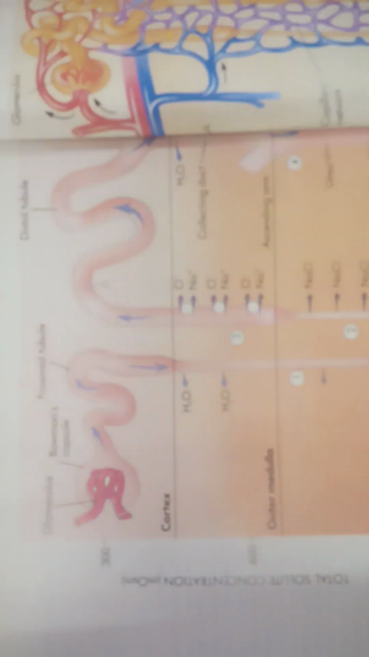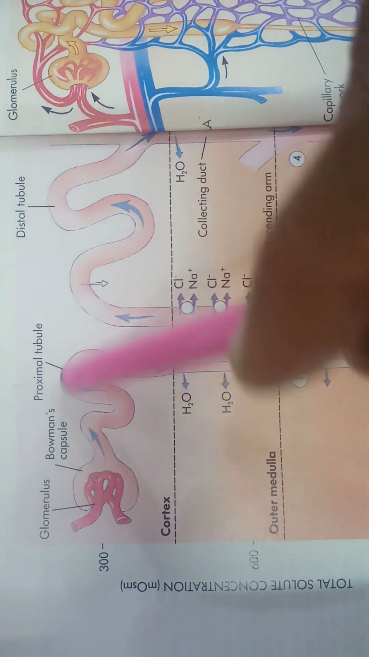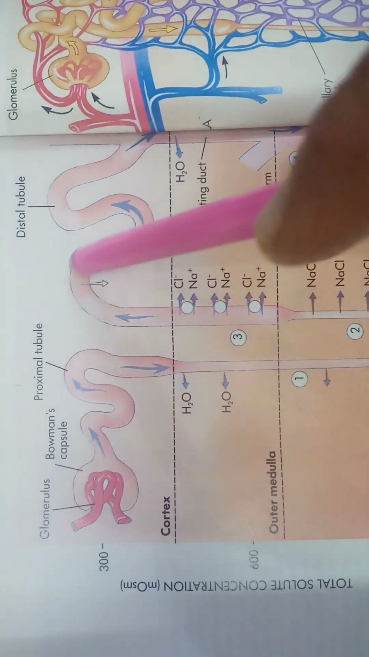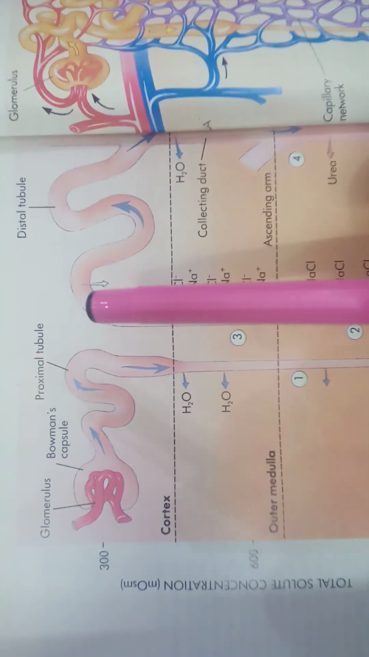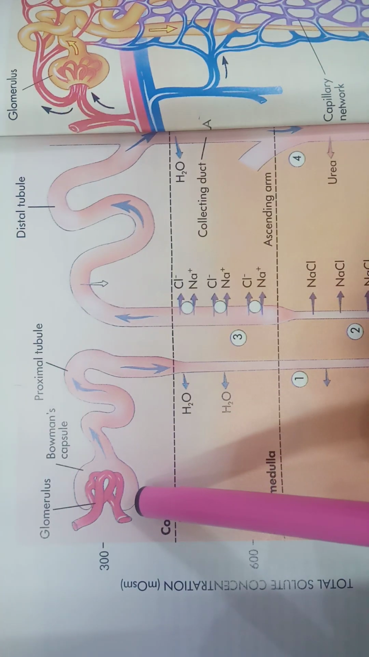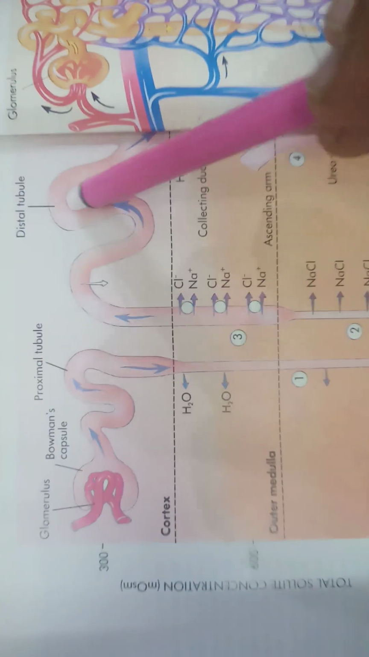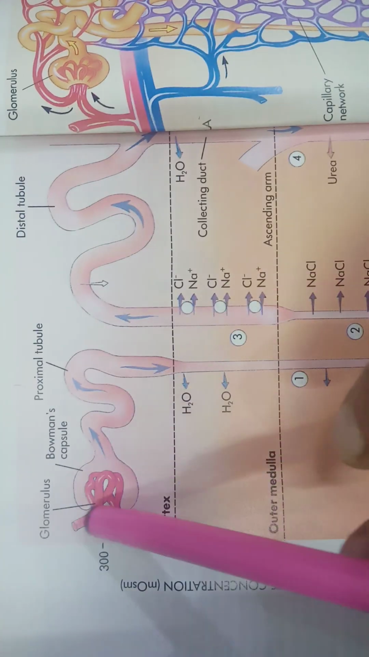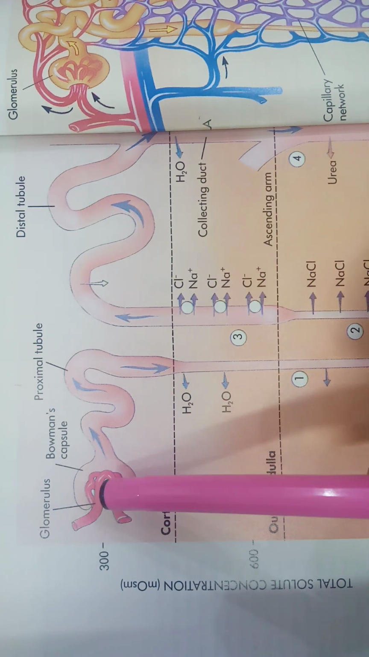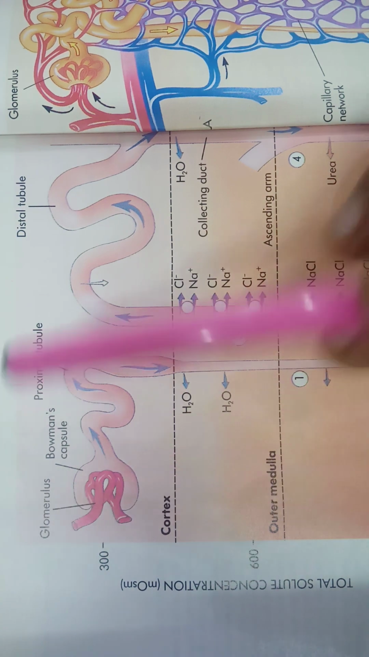The nephron is 35 to 55 millimeters long, and each nephron has two main parts. One is the cup-shaped structure, which is known as the Bowman's capsule. The other one is the long convoluted tubule. The Bowman's capsule has a tuft of blood vessels, which is known as the glomerulus.